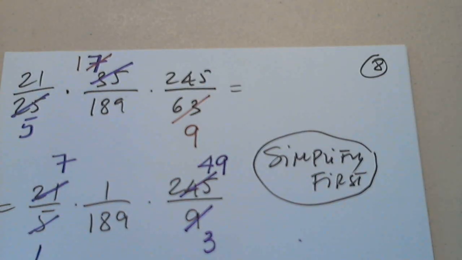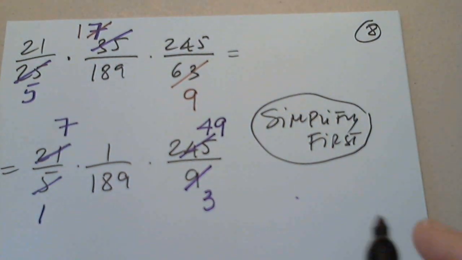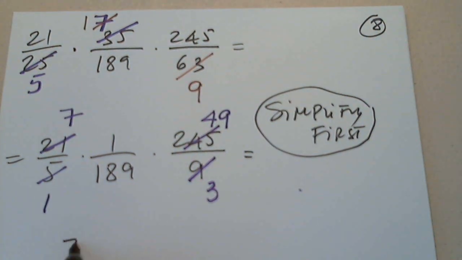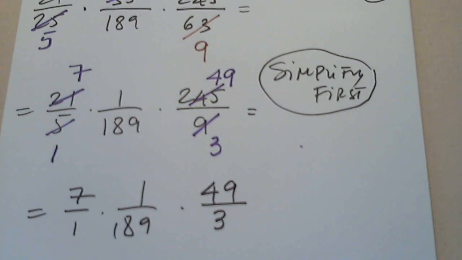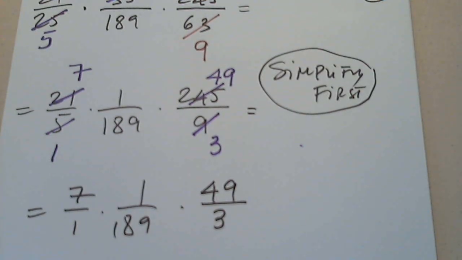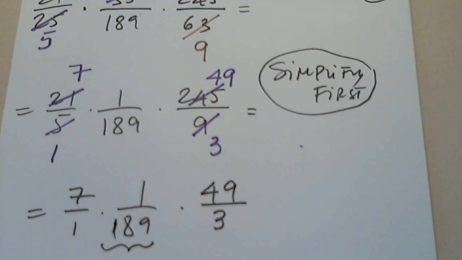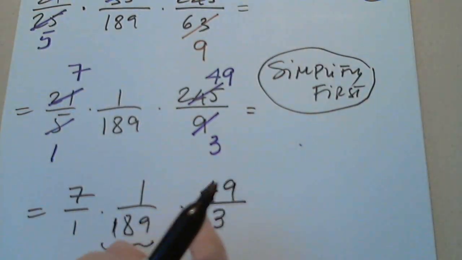It's about time to rewrite the whole thing because I already have crossed out different things in there. So now I have 7 over 1 times 1 over 189 times 49 divided by 3. Good. So now I want to see if 189 is divisible by 7. It's my last chance. 7 and 7.